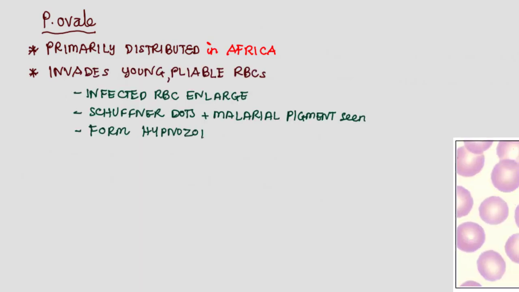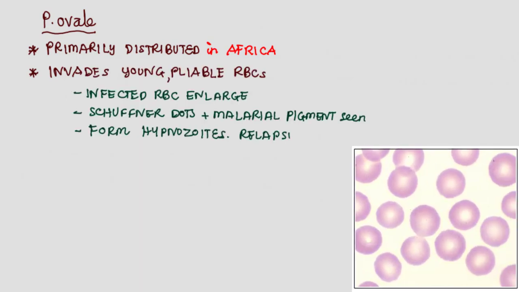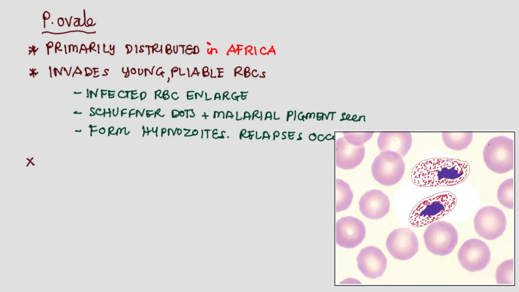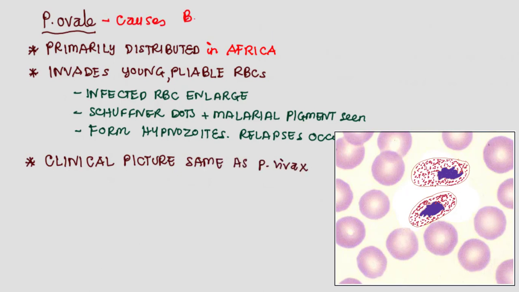Plasmodium ovale is primarily distributed in tropical Africa. They invade young and immature red blood cells, and infected red blood cells usually enlarge and get distorted. Schüffner's dots may be seen. Plasmodium ovale has the same clinical picture as Plasmodium vivax, as they both cause benign tertian malaria.